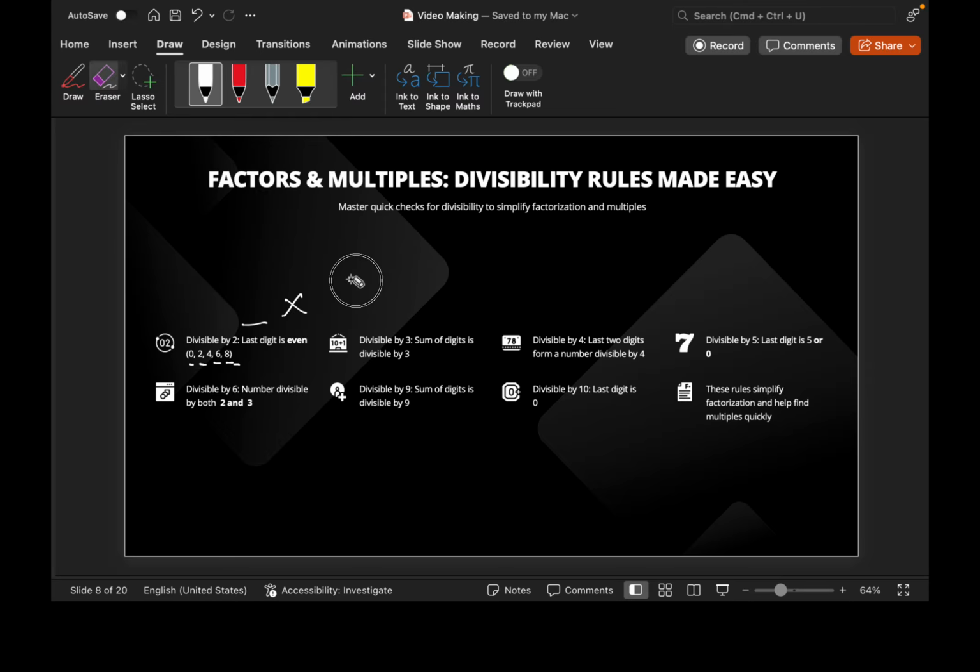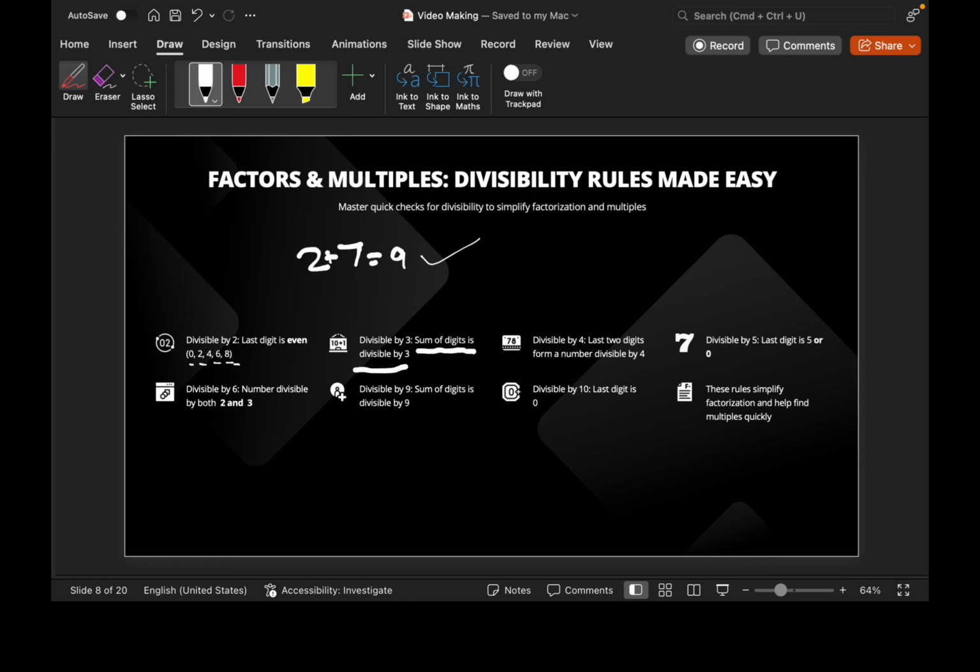Okay, next we'll move on to the divisibility rule of 3. The divisibility rule of 3 states the sum of the number's digits should be divisible by 3. What do I mean by that? Let's take an example of 27. When we add up 2 and 7, we get 9, and 9 we know is divisible by 3. That's as simple as it is.